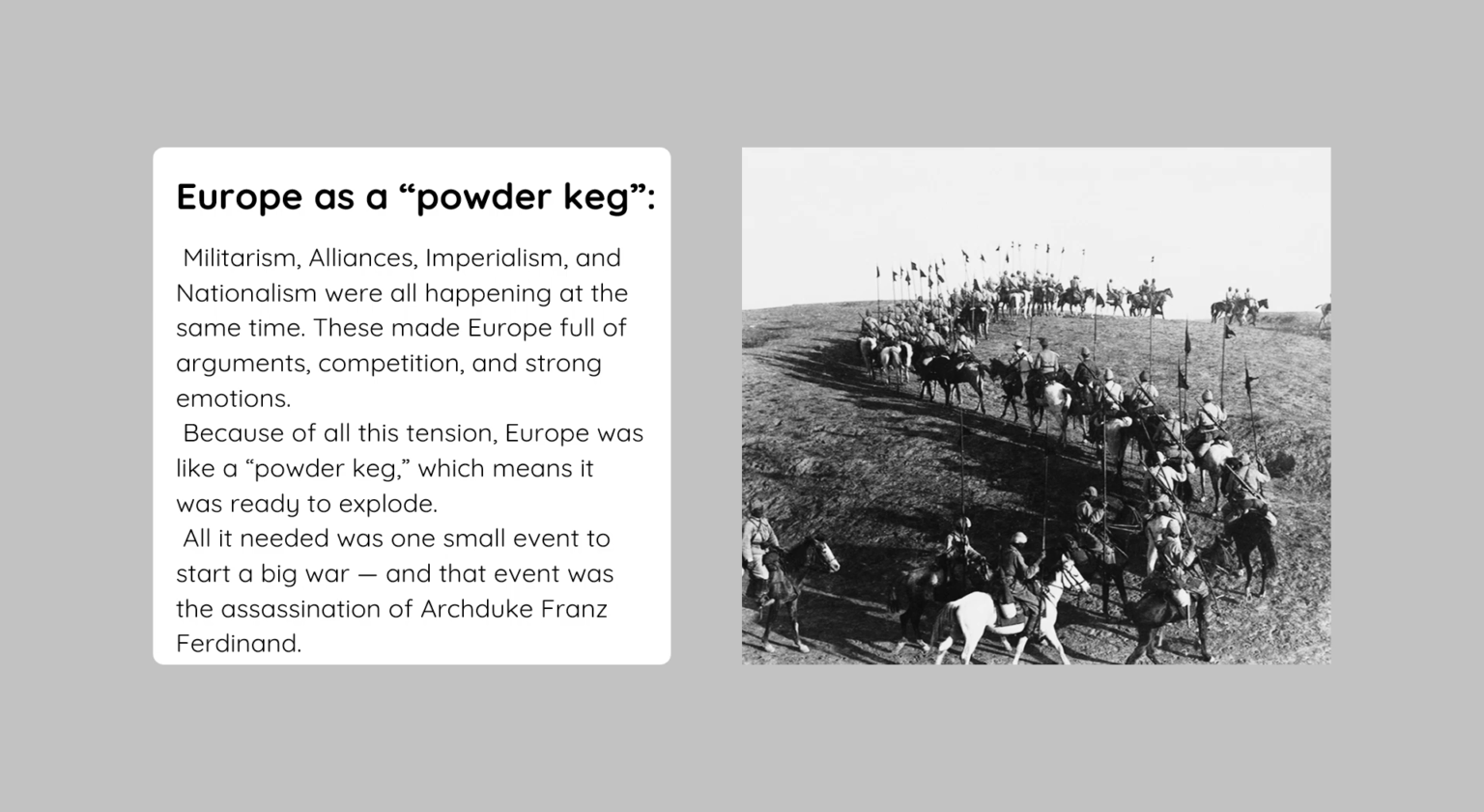All four MAIN causes were happening at the same time. Countries were armed, divided into alliances, fighting over colonies, and full of national pride. This made Europe extremely tense. People described Europe as a powder keg, meaning it was ready to explode. All it needed was one spark to start a huge war.